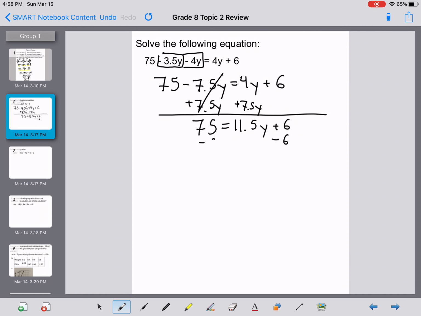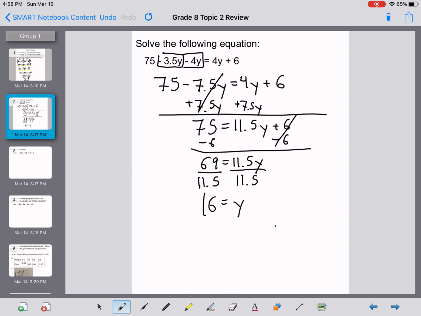Subtract 6 from both sides. 75 minus 6 is equal to 69. 69 equals 11.5y. 6 minus 6 cancels out. Now I can divide both sides by 11.5. 69 divided by 11.5 is 6. So I have 6 equals y. And that's the solution to this equation.